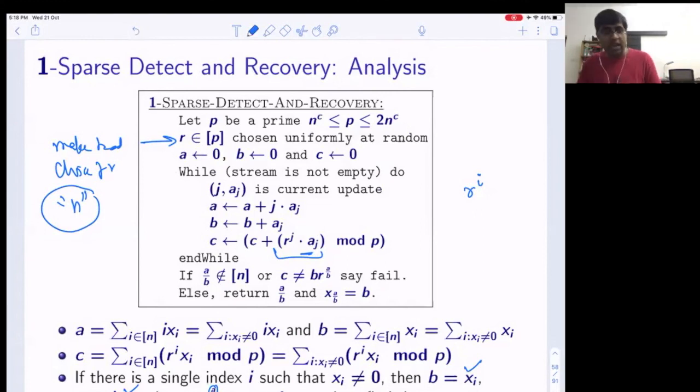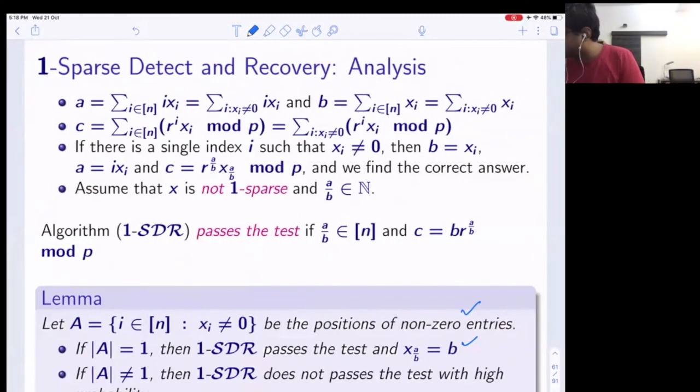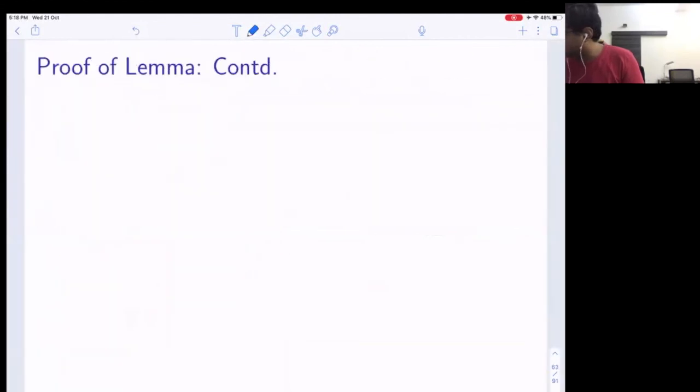Okay, so this implies that if I choose r from a large enough field, or from large enough integers from 1 to poly n, the probability that I will hit on a wrong r is small. Okay, so this is what is used here.